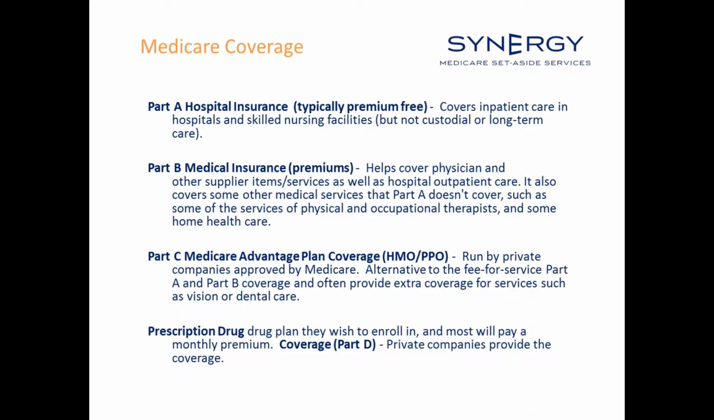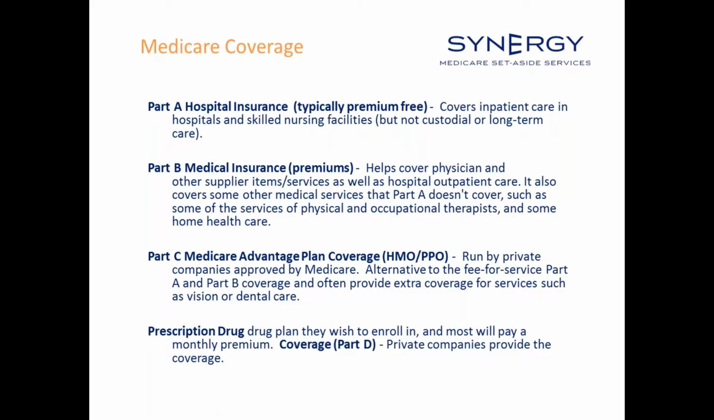Here are your basics of coverage. It's important to just note these very briefly. Part A, hospital insurance, covers inpatient hospital care and skilled nursing facilities. Part B, medical insurance, helps cover physician and other supplier item services as well as outpatient care, and oftentimes covers things that Part A doesn't. And Part A and Part B are the most common forms of Medicare health coverage.